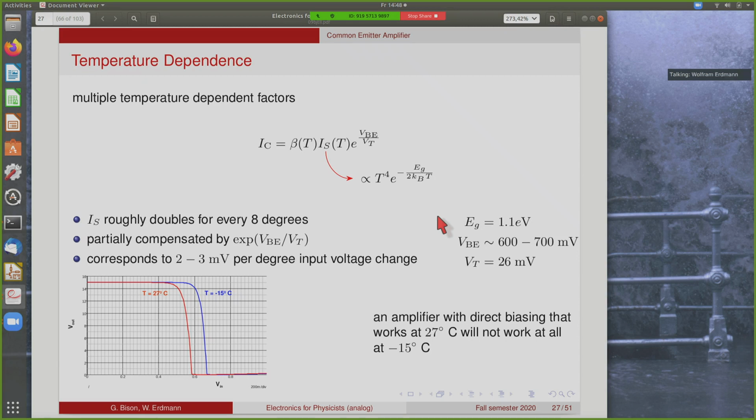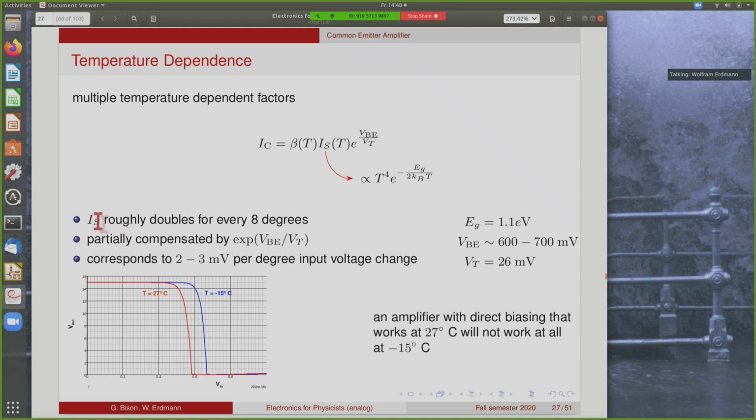Just to illustrate the temperature dependence of such an amplifier here, the collector current has multiple factors here. Each have some temperature dependence. The largest one comes from the saturation current, and another large one here comes from this exponential term, where you have the thermal voltage, which is proportional to the temperature.